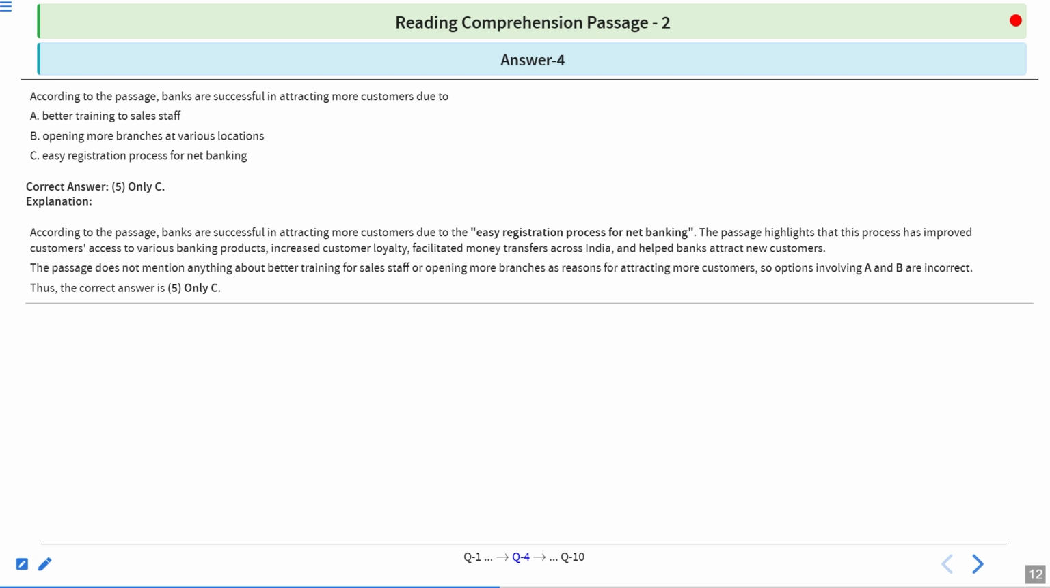The passage does not mention anything about better training for sales staff or opening more branches as reasons for attracting more customers. So options involving A and B are incorrect. Thus, the correct answer is 5, only C. I hope you have understood the explanation.